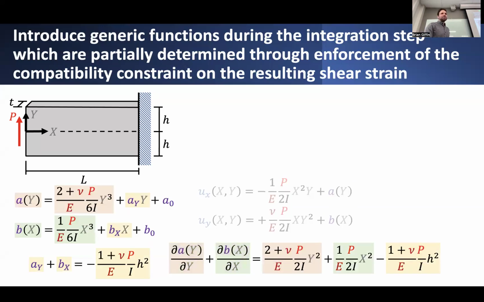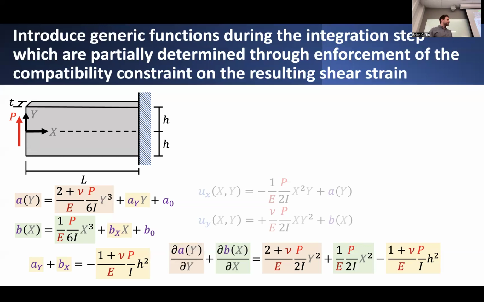And from that, we can pose what we think these two functions might look like given these extra constraints, given what terms actually show up in this equation that relates the shear strain given by the Airy stress function solution, and the resulting shear strain given our assumed solution for ux and uy. So equating those two things says that the sum of these two derivatives, derivative of A with respect to y and derivative of B with respect to x, has to be equal to these three terms that involve y squared, x squared, and a constant involving h squared.